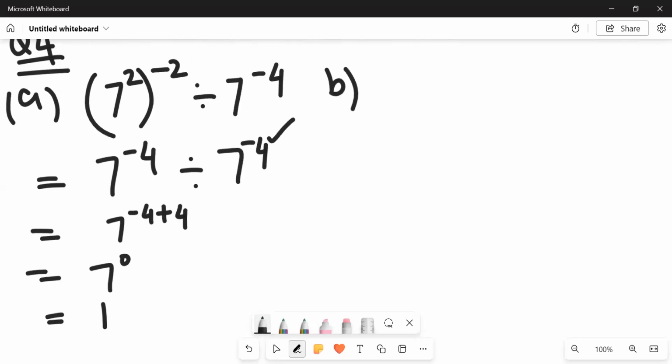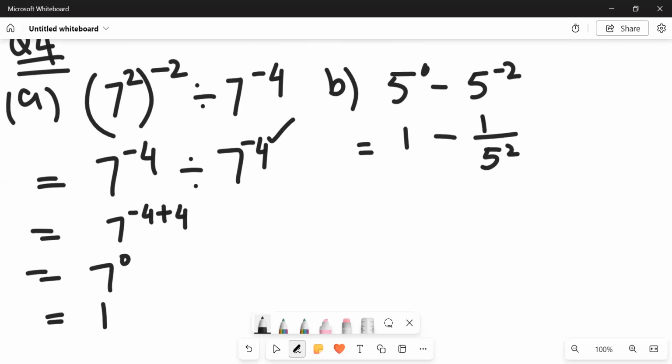Got it? Yes. Okay, now 5 to the power 0 minus 5 to the power minus 2. This one will be 1 minus 1 over 5 to the power 2. Teacher, why are we dividing? Why do we put it in a fraction? Because here its power is minus 2. That's why we have to make it positive. For making it positive, we have to shift this number to the denominator. So it will be 25.